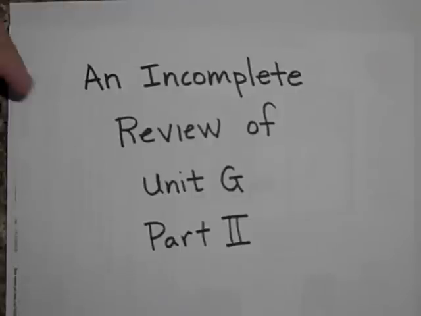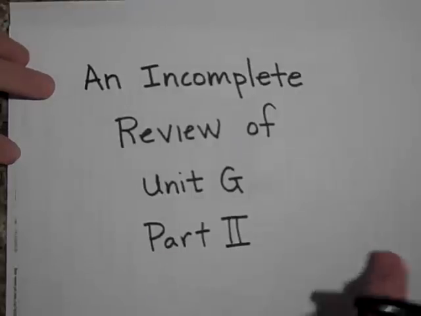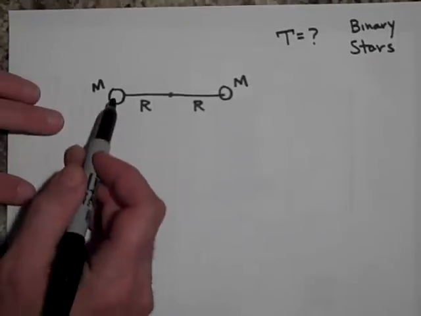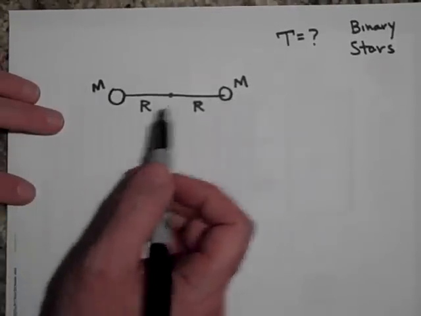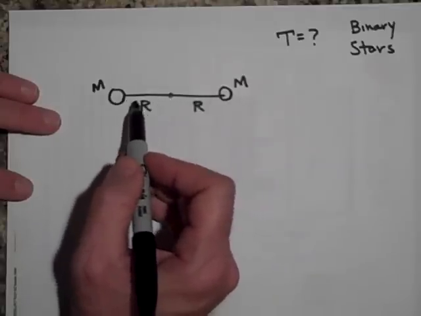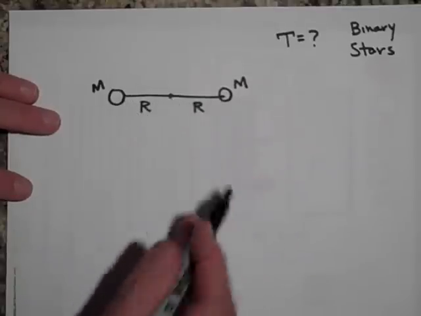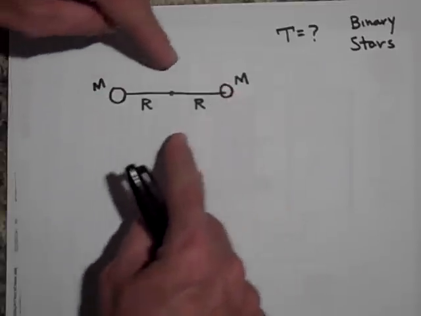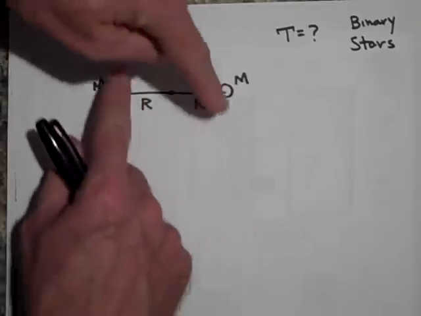Okay, we're back with an incomplete review of Unit G, Part 2. Let's take a look at some binary stars. This is a binary star system. They have the same mass. Because they have the same mass, the center of mass is right at the center, a distance R away and a distance R away. So these are going to rotate like this, around, like that.